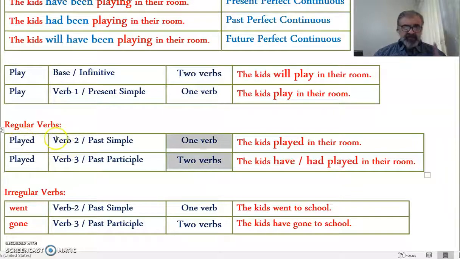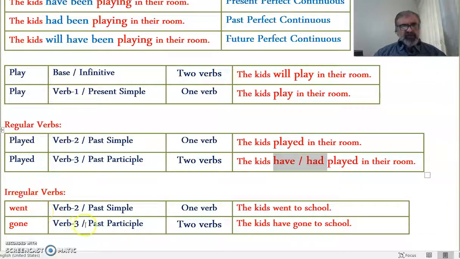Played, as a verb 2, past simple, there's only one verb. And in this case, ed would give you an indication of time, which is past. But ed here actually doesn't have anything to do with the indication of tense, because what makes you know whether it is past or present is the auxiliary verb, in this case, have and had.